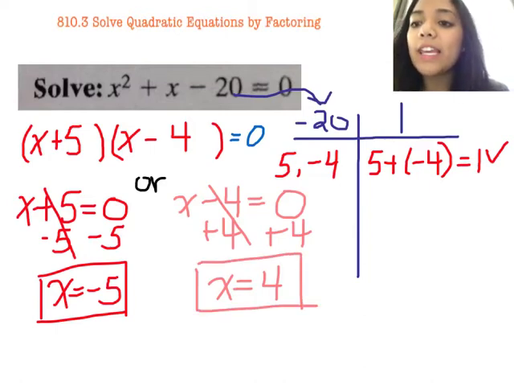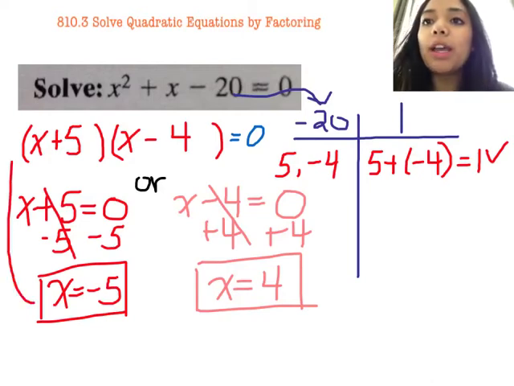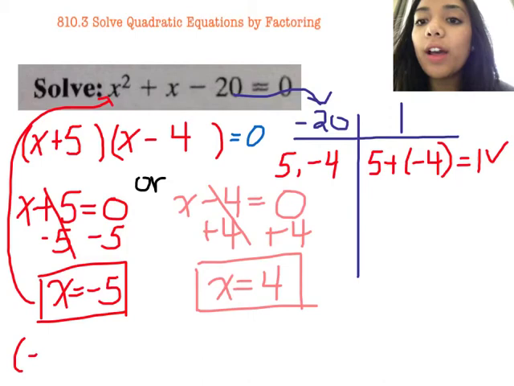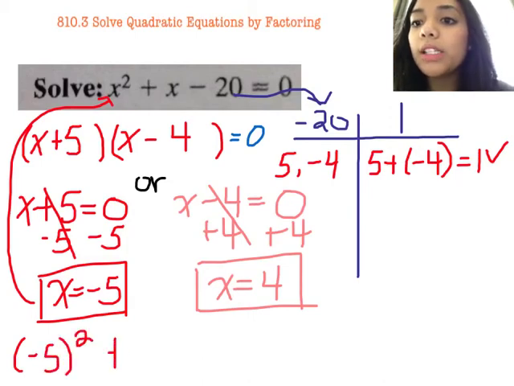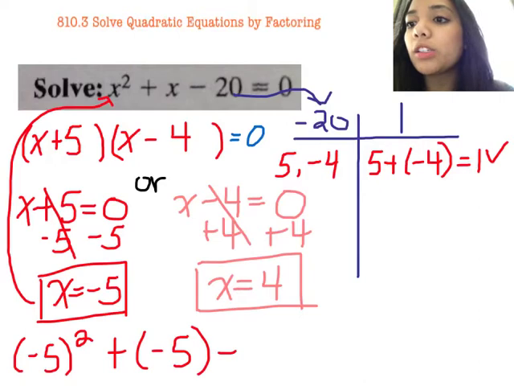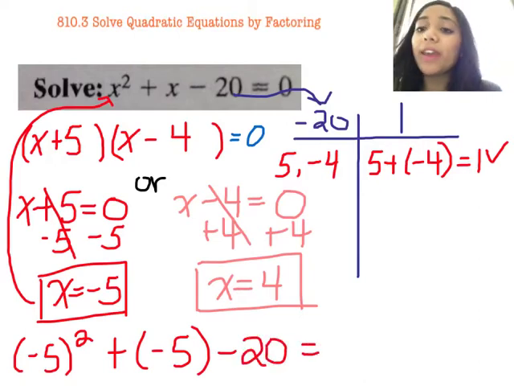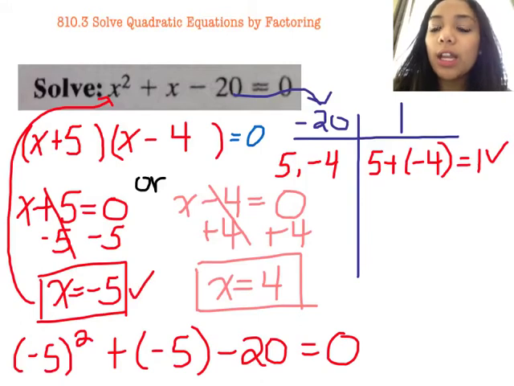Okay, so now that I have these, I have to check my work. So I'm going to plug in and see if negative 5 works. So I'm plugging it back into my equation. So I have negative 5 squared plus negative 5 minus 20. And because I'm able to use a calculator, I'm going to see if that works. But I can do it kind of in my head. Negative 5 squared is negative 5 times negative 5, which is positive 25. 25 plus negative 5, that's subtracting, because they're different signs. 25 minus 5 is 20, and then 20 minus 20 is 0. So x equals negative 5 works.